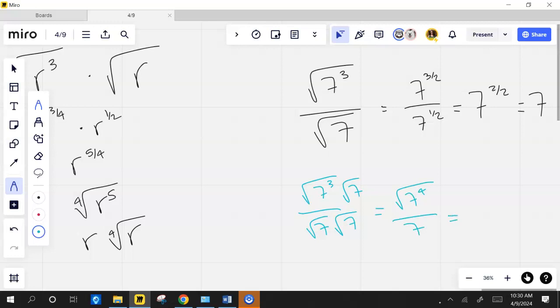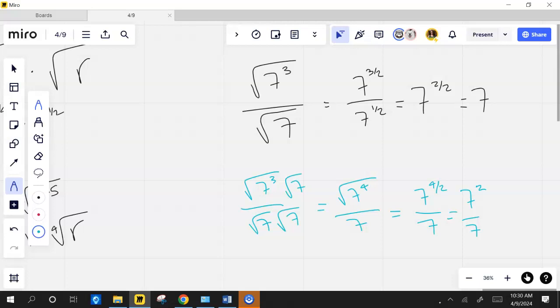7 to the 4th, right? And 4 divided by 2 is 2. You've got 2 7s up top and 1 7 on the bottom. So I get the same answer. It doesn't matter which way you do it. Do whatever you want. This took a little bit longer to get there.